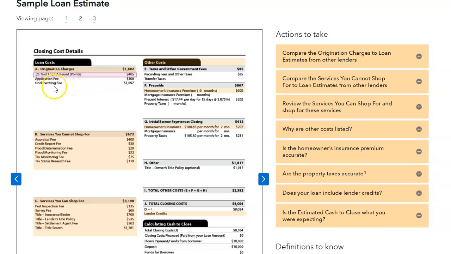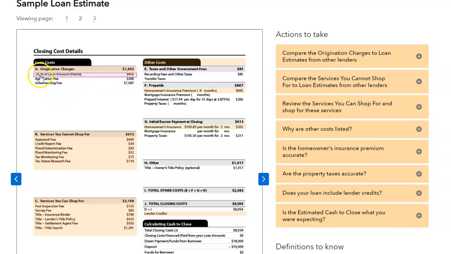The lender can't say the underwriting fee is going to be $1,097 and then at closing charge you $1,300. They'll have to do what's called a cure and refund you that money. So these have to be pretty accurate for the lender. If the rate is locked, this has to be accurate. If it's not locked, this could change.